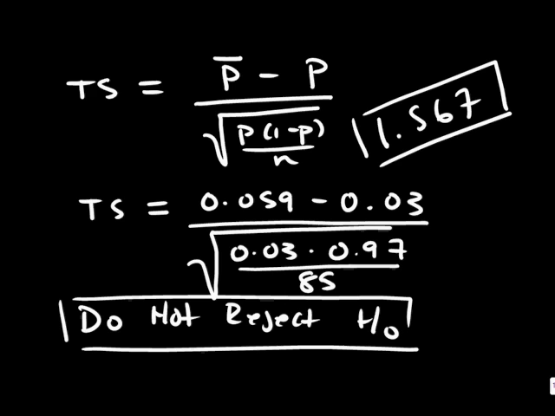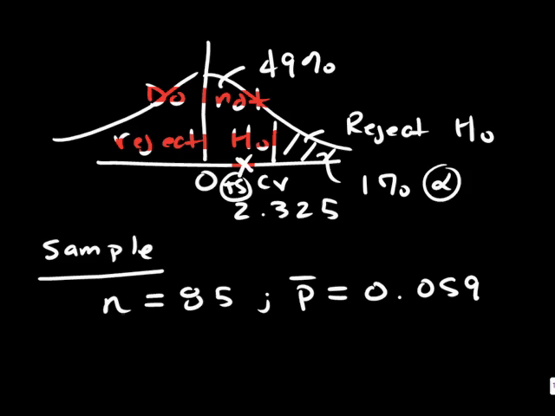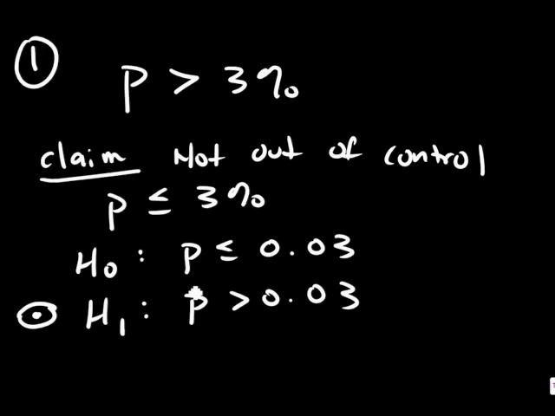We do not reject the null. What this sample has demonstrated is simply that we are not rejecting the null hypothesis. The null hypothesis being that the proportion of defects is less than or equal to 0.03. In other words, we are validating the claim that production is not out of control.